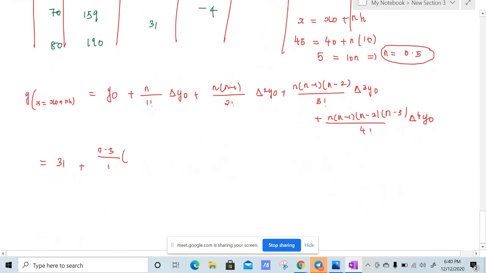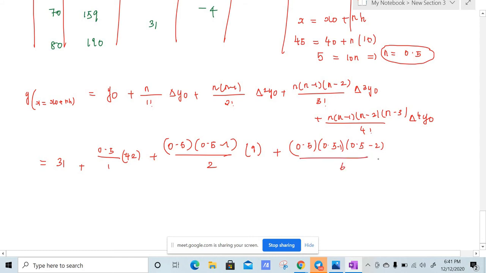So 42 plus n into n minus 1. So 0.5 into 0.5 minus 1 by 2 del square y naught, which is 9 plus n into n minus 1, n minus 2 divided by 6. 3 factorial is 6 and del cube y naught. So it is minus 25, I think. Yes, minus 25.